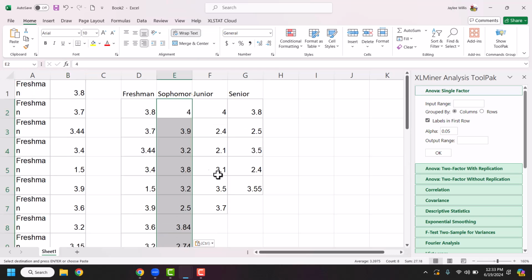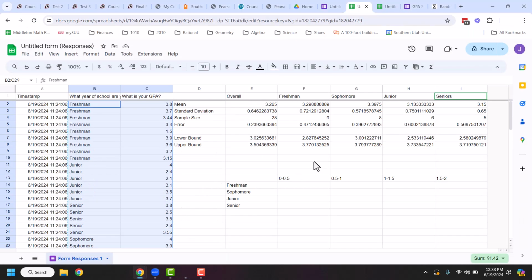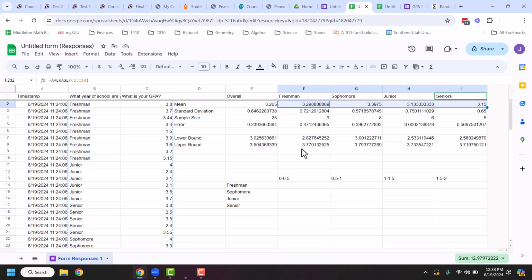And remember, the null hypothesis for ANOVA is that the means are equal. So over in Google Sheets, I calculated out these means, but I need to decide whether or not these are statistically different from each other. Because the question I was trying to answer is, is there a relationship between the year of school you're in and your GPA? So one thing to note is that the ANOVA test will only work if you are looking at numerical data because it's related to means.